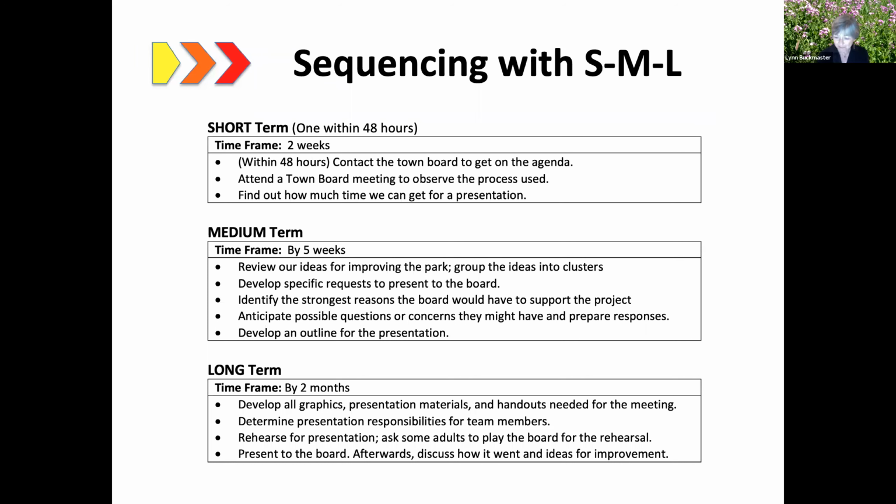Develop all graphics, presentations, handouts, who's going to do what, rehearse like you said, and then present. And then they thought afterwards discuss how it went and areas for improvement.